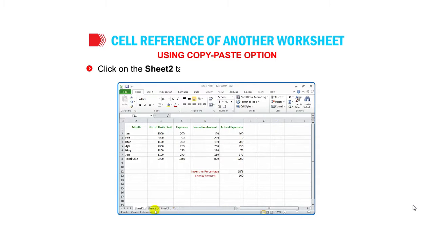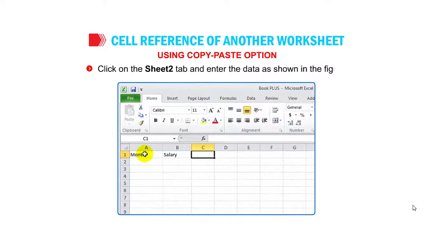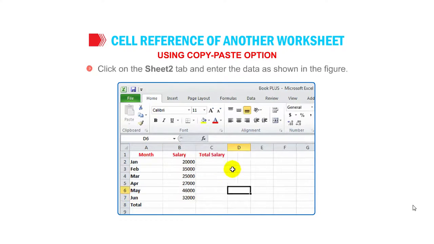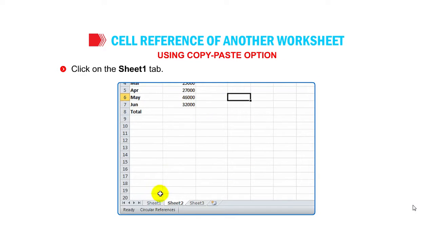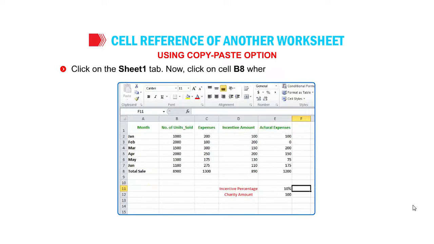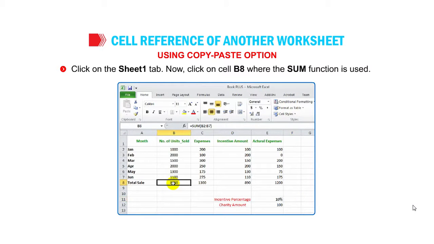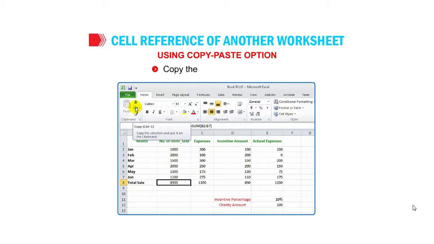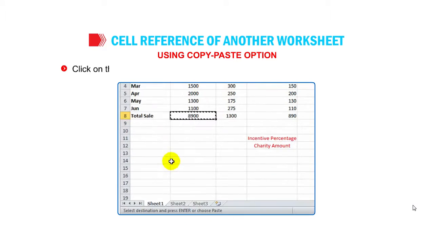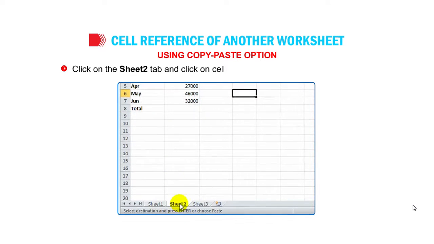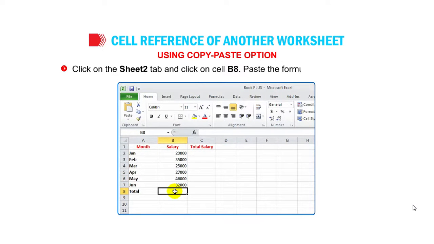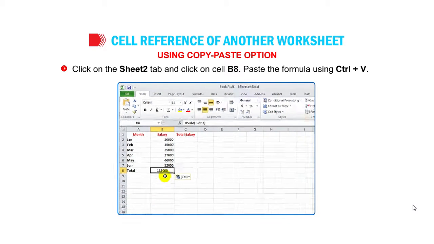Click on the Sheet 2 tab and enter the data as shown in the figure. Click on the Sheet 1 tab. Now click on cell B8 where the sum function is used. Copy the formula using Ctrl+C. Click on the Sheet 2 tab and click on cell B8. Paste the formula using Ctrl+V.